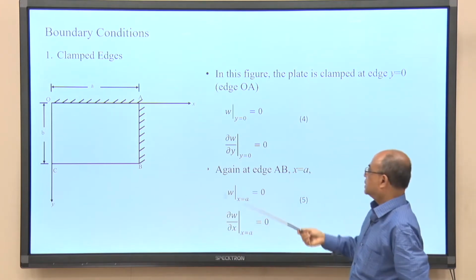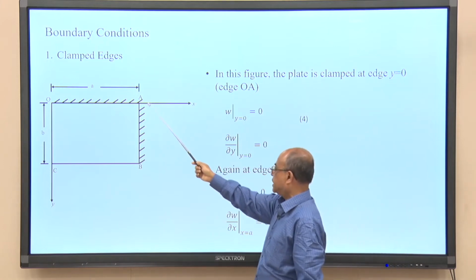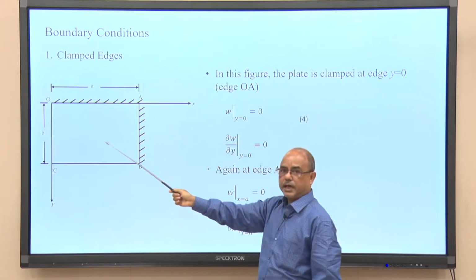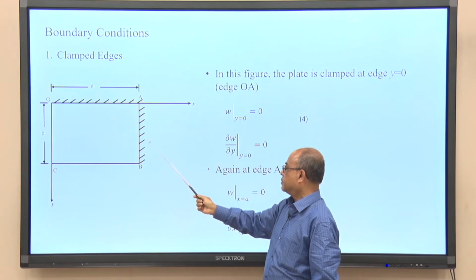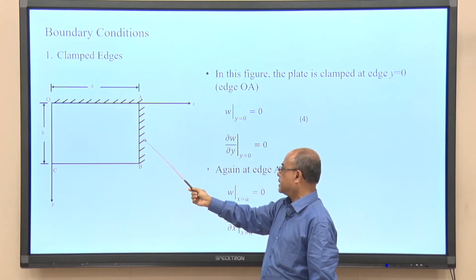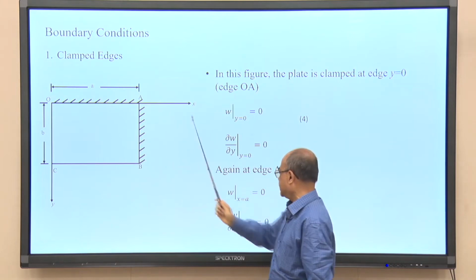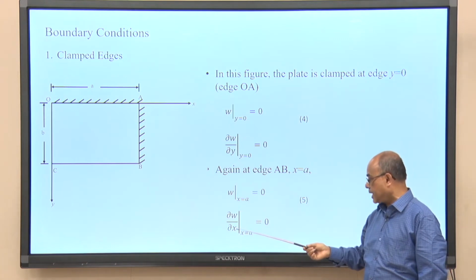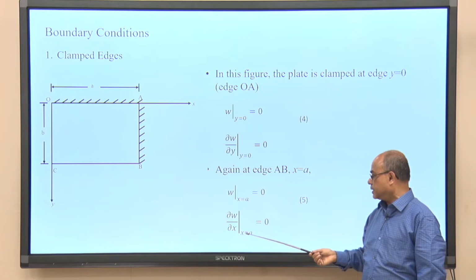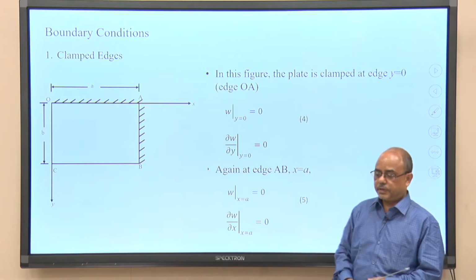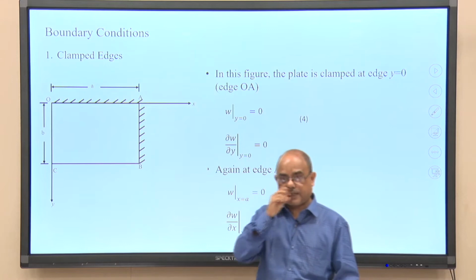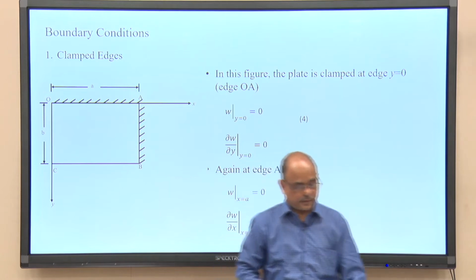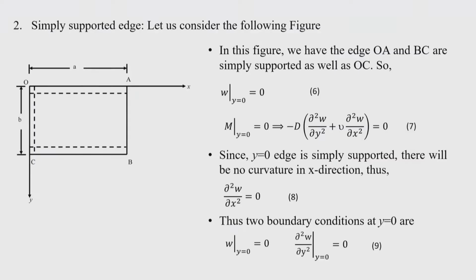Okay. Then since AB is fixed along the y direction, the slope of the deflected curve along the x direction will be 0, because the tangent will make a 0 angle with the x axis at the fixed edges. Therefore, we take the partial derivative of w with respect to x equal to 0, substituting the value x equal to a. Okay. So, this is one important condition that we generally encounter in our practical situations, that is the clamped edges. Okay. Next, let us go to simply supported edges.